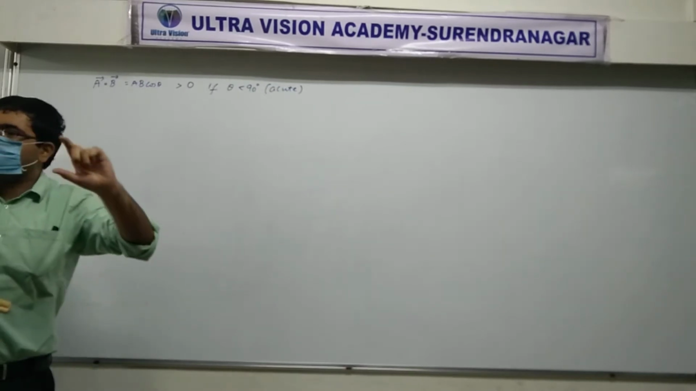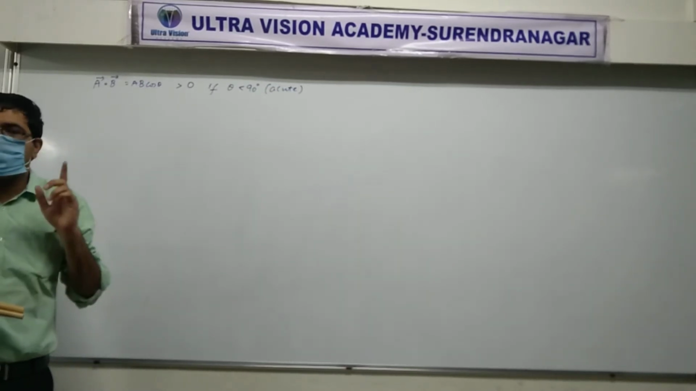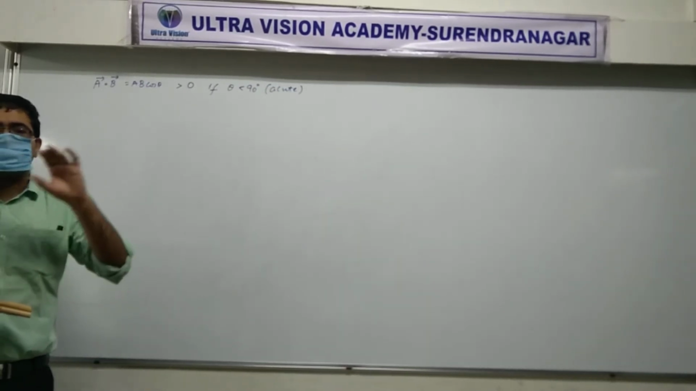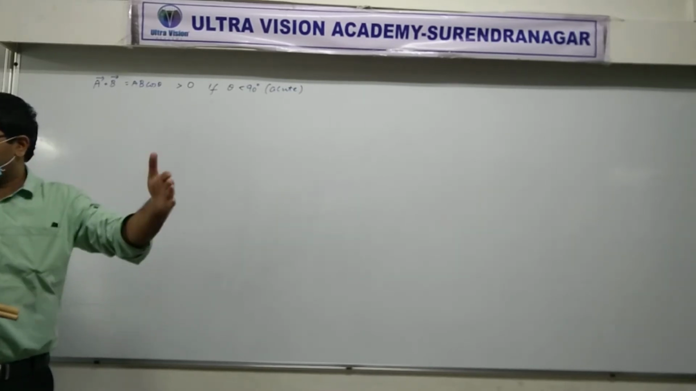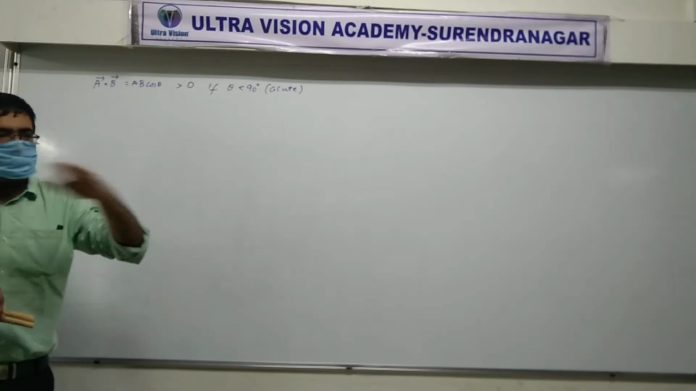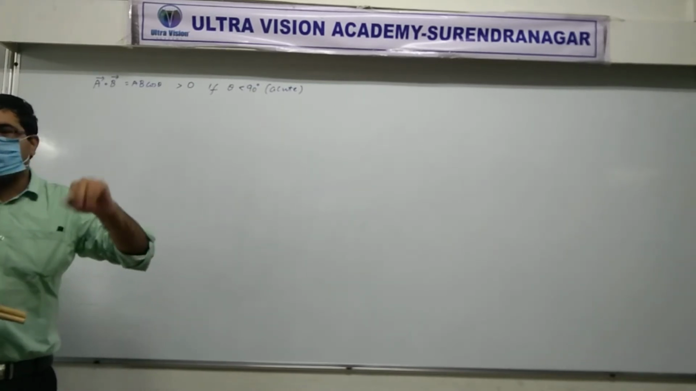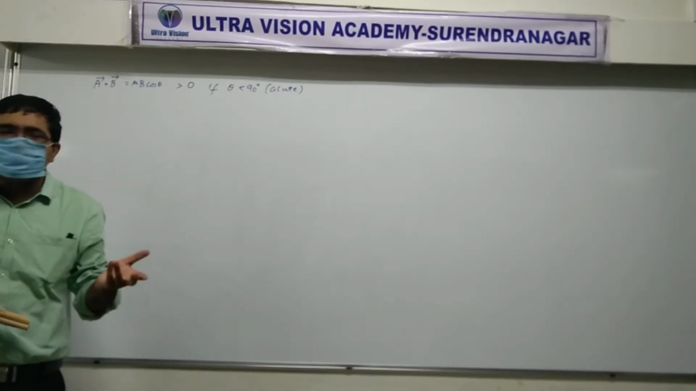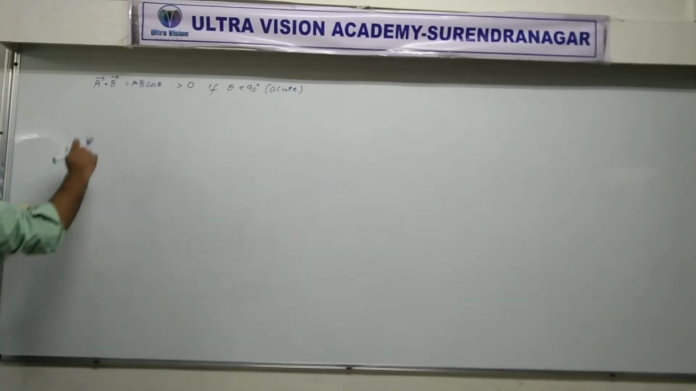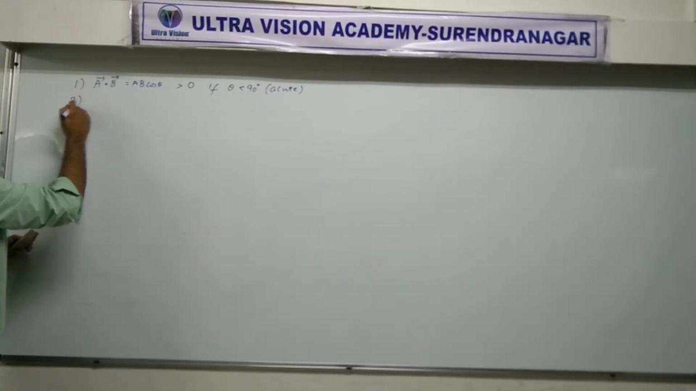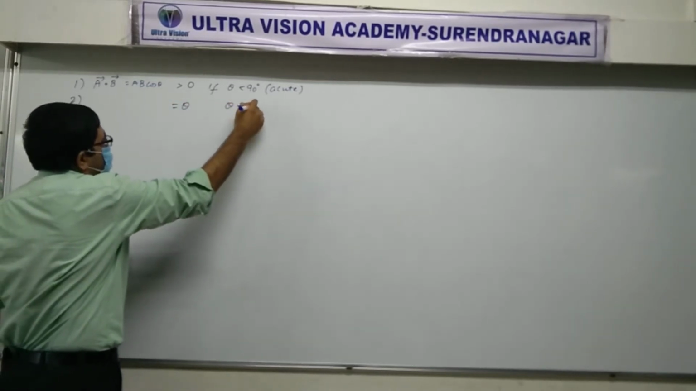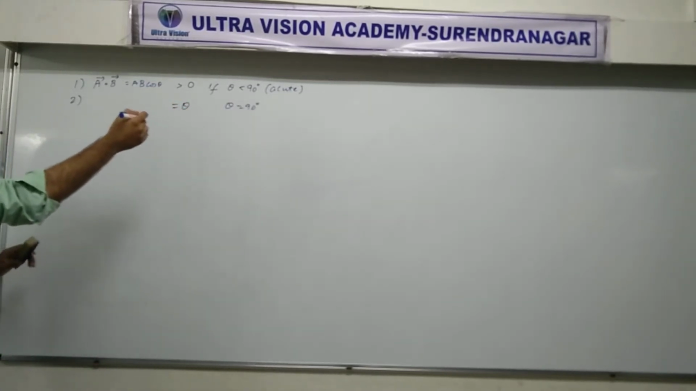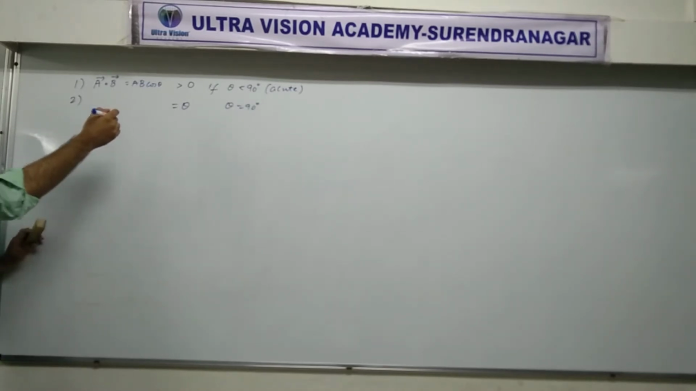Try to recollect the table of cos theta. Cos 0 is 1, up to cos 90, which is 0. Those values are positive. But beyond 90, the values become negative. So, this is 1. Second, you already know what happens if theta is 90, so I am not writing it again. And the third one.